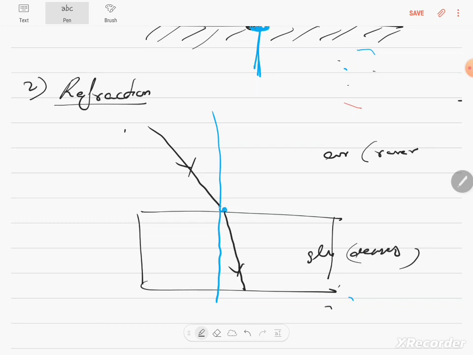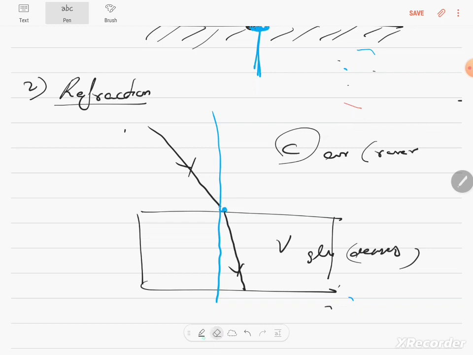Air is very fast, and in glass it goes a bit slower. So the velocity of light in air is c, and here the velocity of the ray in the medium is v. It's not c. It will be lesser. 3 into 10 to the power 8 meters per second is the maximum speed. In air it comes very fast, and when entering the glass, the speed will get reduced.